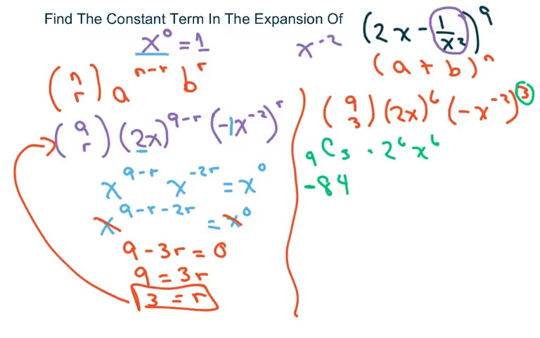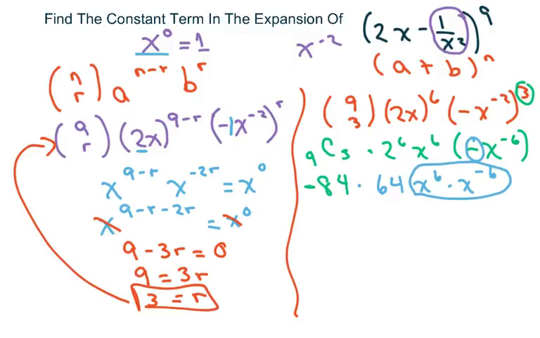Well, I can write it down. So this would be negative x to the negative 6. Now I'm pulling out the negative here, pulling this negative and putting it in front. And then we have 2 to the 6th is 64. Then I have x to the 6th times x to the negative 6. Okay, this right here equals x to the 0.